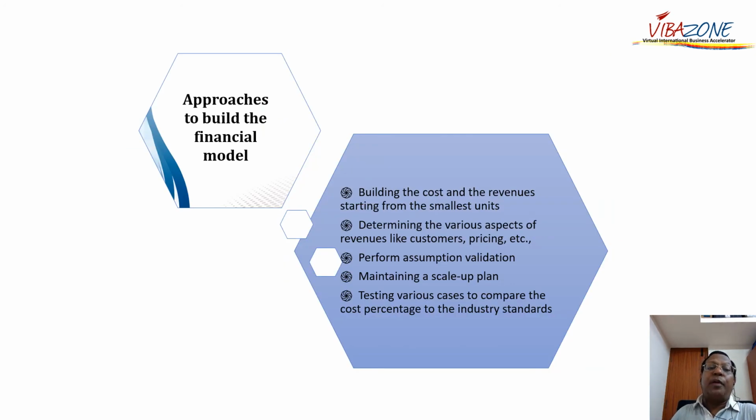Now, approaches to build a financial model. First thing, you need to build the cost and revenue starting from the smallest units. So they need to start with little and increase it. And determine the various aspects of revenue like customers, price, etc. All this must get into the financial model. You must perform assumption validation. You can't just say, oh, for this. You need to validate why.